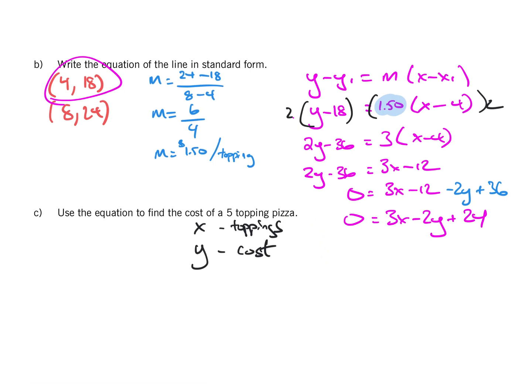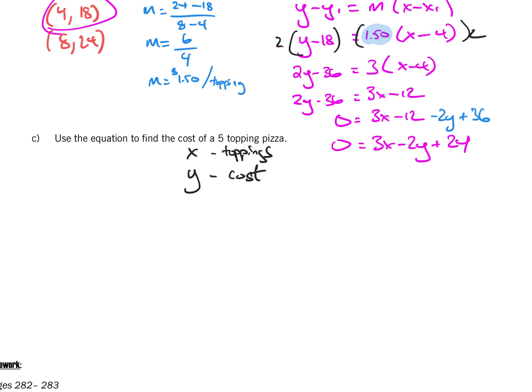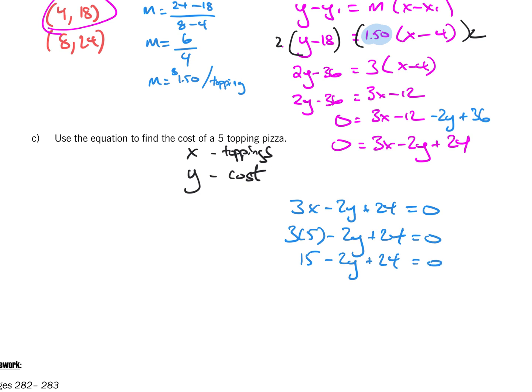Okay, so we're going to take that equation, 3x minus 2y plus 24 equals 0, and we're going to replace x with 5. 3 times 5 is 15. Minus 2y plus 24 equals 0. Now, the 15 and the 24 are like terms because neither one of them has a y attached to it, so we can add them together. So 39 minus 2y equals 0.